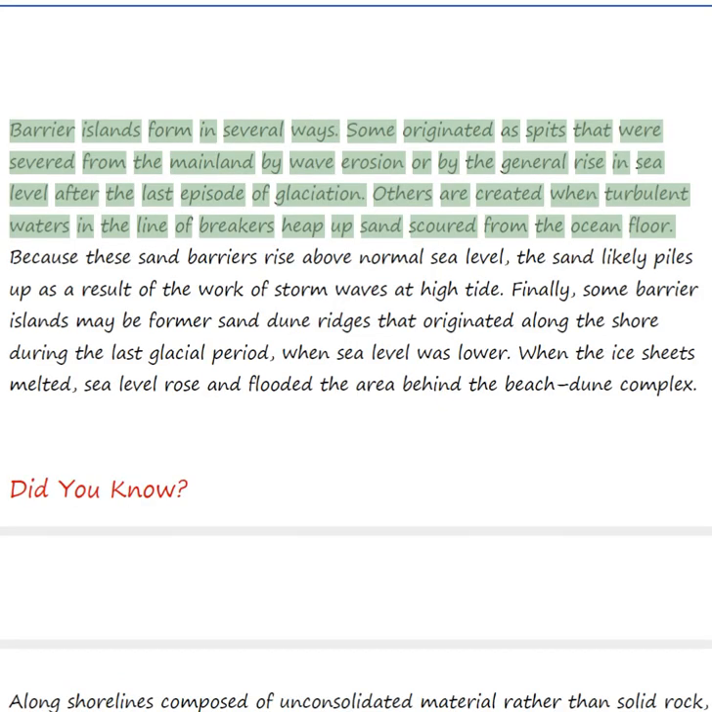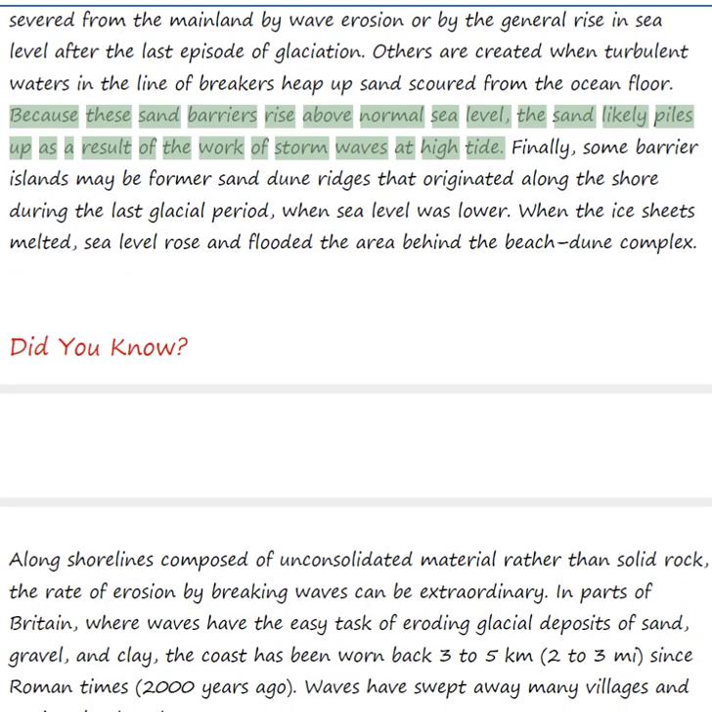Barrier islands form in several ways. Some originated as spits that were severed from the mainland by wave erosion or by the general rise in sea level after the last episode of glaciation. Others are created when turbulent waters in the line of breakers heap up sand scoured from the ocean floor. Because these sand barriers rise above normal sea level, the sand likely piles up as a result of the work of storm waves at high tide.